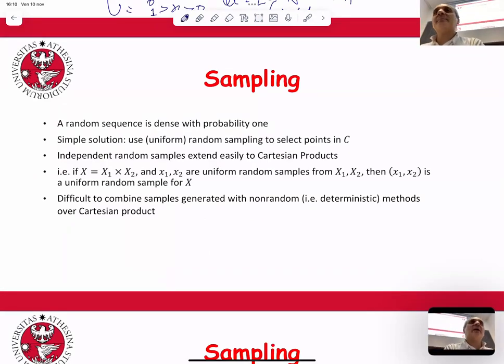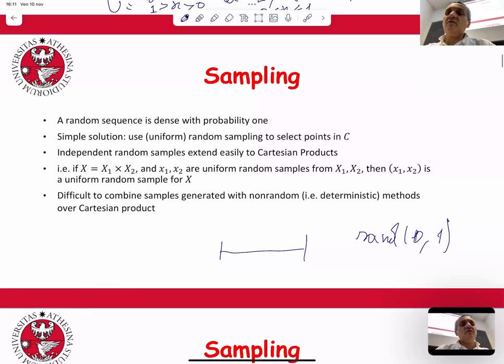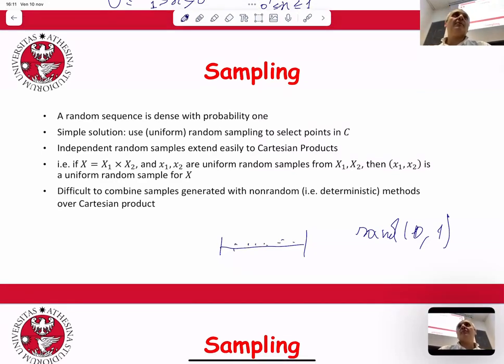Okay. Now, what does density mean for us? Density for us means that a random sequence, if I take a random sequence, the random sequence is dense with probability 1. Okay, so suppose you take rand(0, 1). That generates a number in the range from 0 to 1. Okay, so this generates a number with uniform probability.